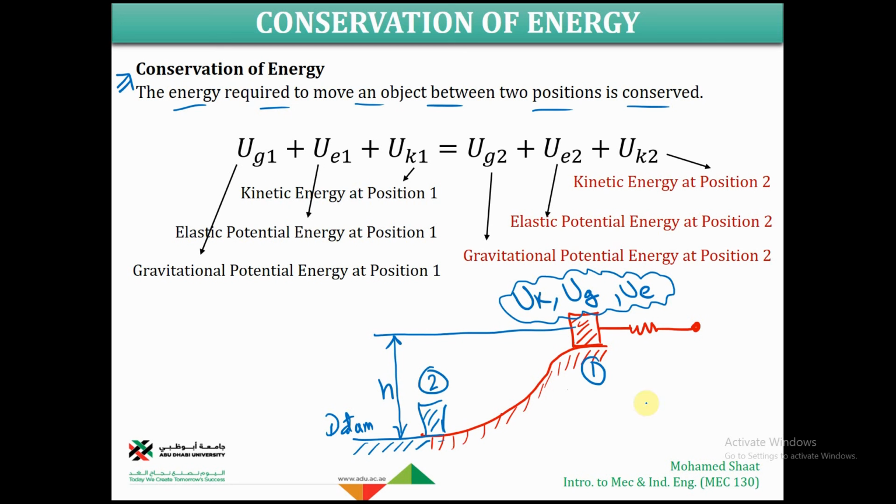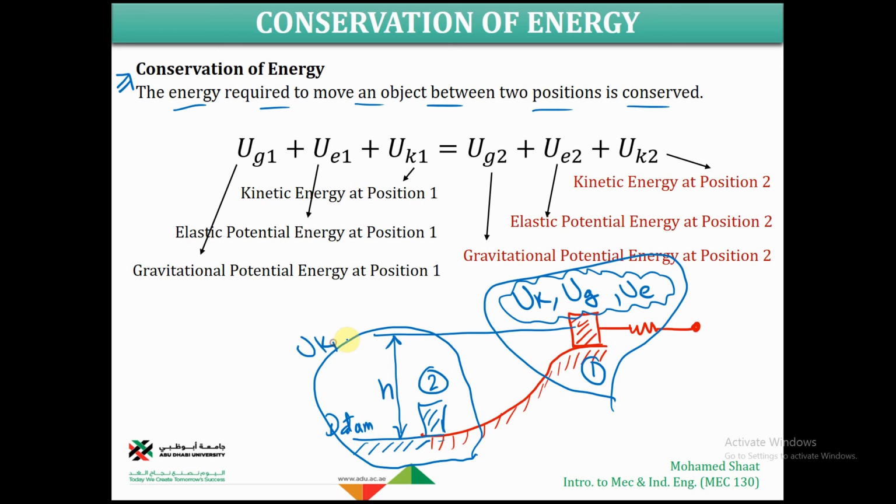But you should understand that the sum of all the energies of the object at position 1 should be the same as the sum of the energies at position 2. As I said, at position 1 this object has three energies: a kinetic energy, a gravitational energy, and an elastic energy. The sum of these three energies at position 1 should be equal to the sum of the three energies at position 2. So at position 2 there should be UG, U elastic, and U kinetic. Still, the three energies will be there at position 2.